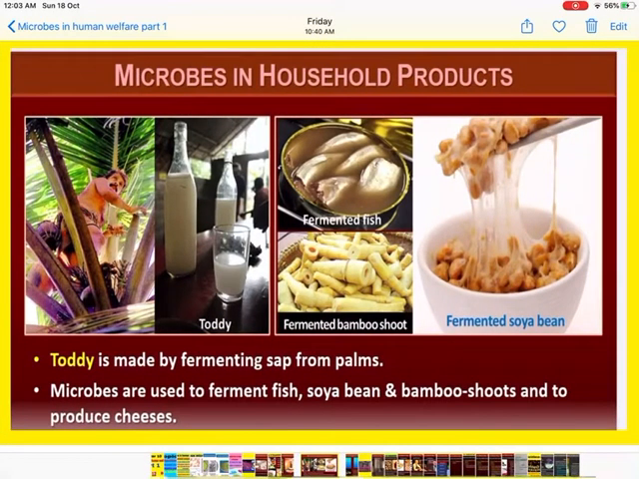Next, toddy. It is a drink used in southern India. And how is this drink made? This is made by fermenting sap from plants. Palm trees का जो sap है उसको निकाल के अगर ferment किया जाए, then we get the drink called toddy. These microbes are also useful for fermenting fish. See the diagram. Fermented fish is there, fermented bamboo shoot is there, fermented soya bean is there. And moreover, microbes are also used for producing cheese.